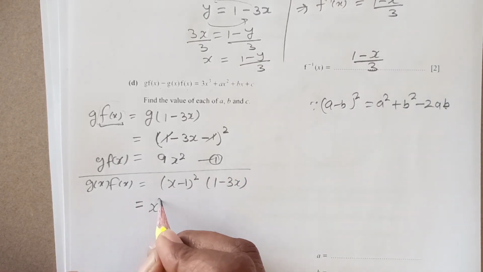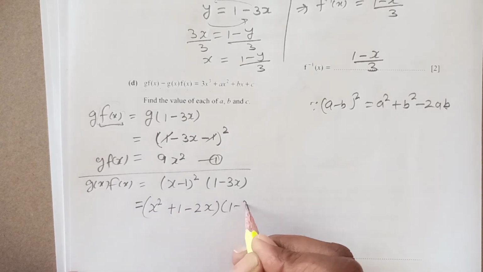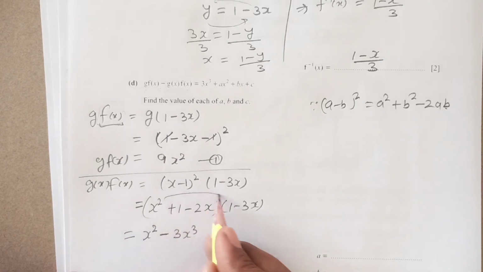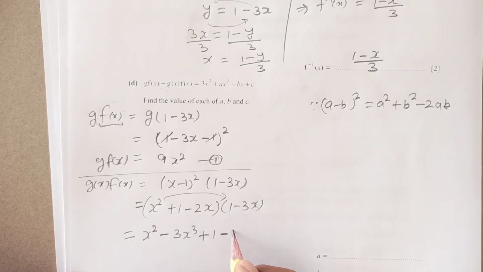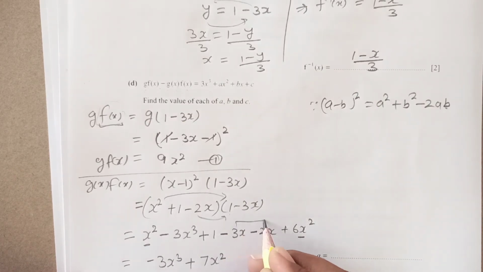A square, a is x, b square is 1 minus 2x. Okay, so then 1 minus 3x. So then just expand the bracket. x squared minus 3x cubed, multiplying x to both of them. x squared minus 3x squared plus 1 minus 3x, then minus 2x plus 6x squared. Okay, so once you rearrange this, 3x cubed, then x squared and x squared, this is plus 7x squared. 3 plus 2 is going to be 5 but negative, plus 1.